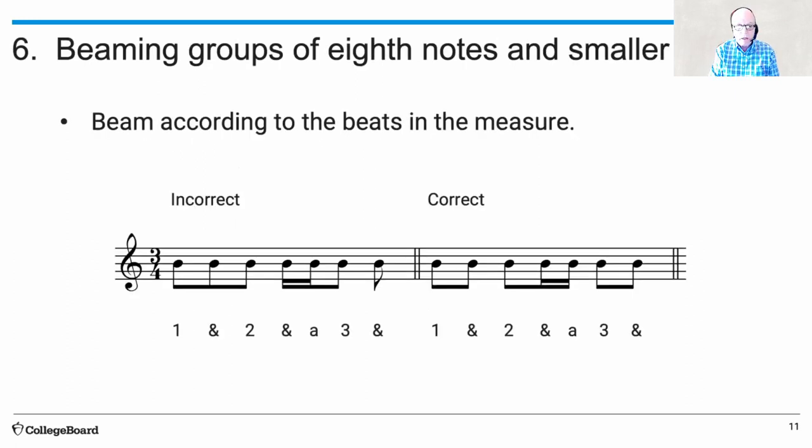Number six, beaming groups of eighth notes and smaller values. We beam those according to the beats in the measure. So like you see in the first measure, when the second beat arises, it's still with a note that's beamed to the first beat. So it wouldn't be a correct way to do it. You have to look at the second measure where the beats are all defined, 1 and 2 and a 3 and.